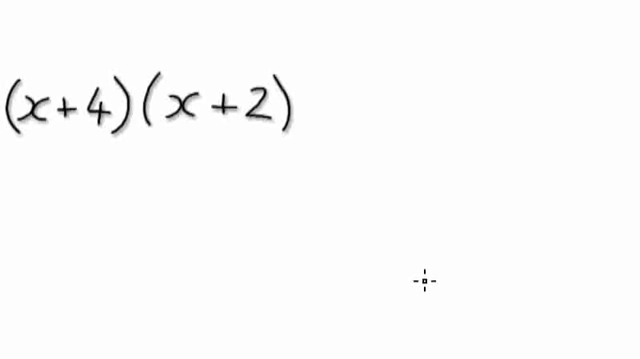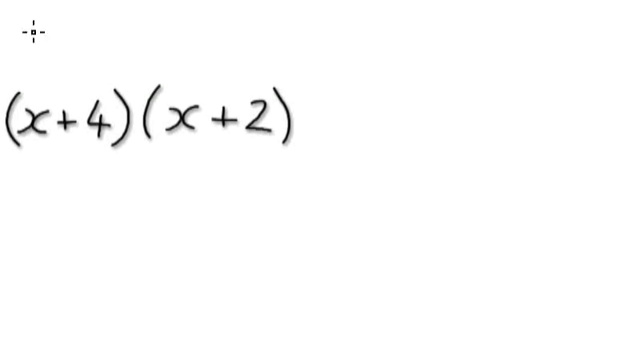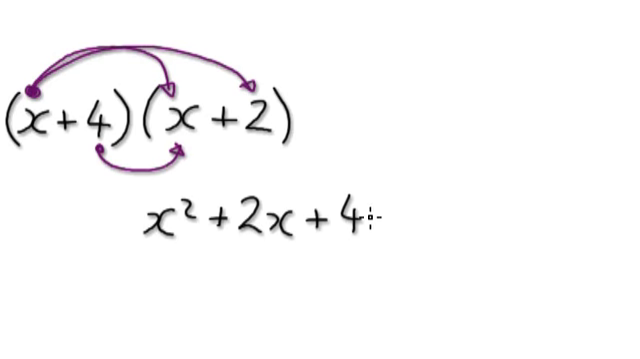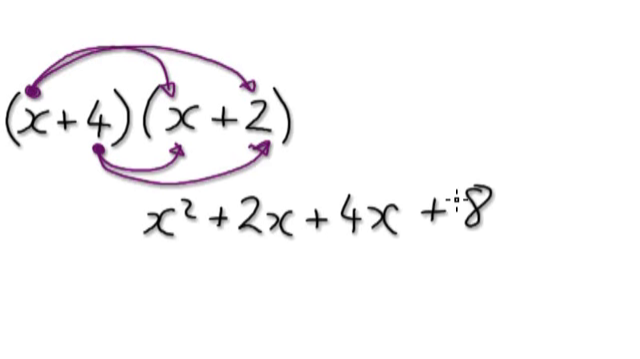In this video, I'm going to show you how to factorize. So when you're given this here, when you multiply it out, you would do this. This times this, that would be x squared, and then this times this would be plus 2x, and then you would do this times this. This would be plus 4x, and then this times this, which would be plus 8.